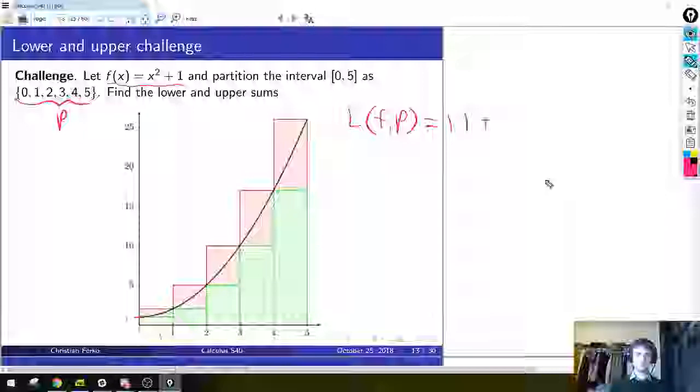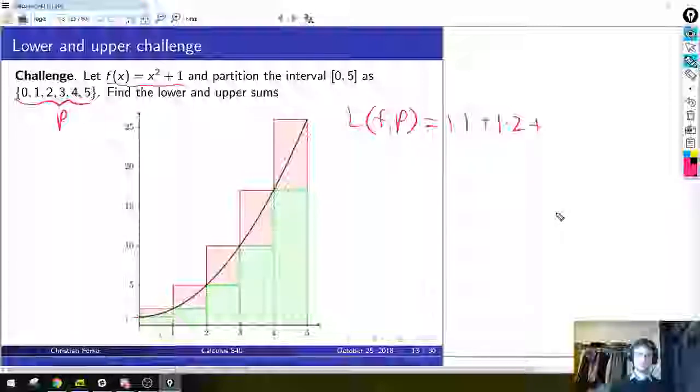Okay, then what's the next piece? We're going to have, once again, a width of 1 times, in this case, a height of 2, since 2 is the infimum of f of x on the interval 1, 2. Good, so now you're seeing the pattern. Since this is strictly increasing, the infimum's always going to be the left endpoint, right? So I agree. That one is 1 times 2, and then what are the rest?